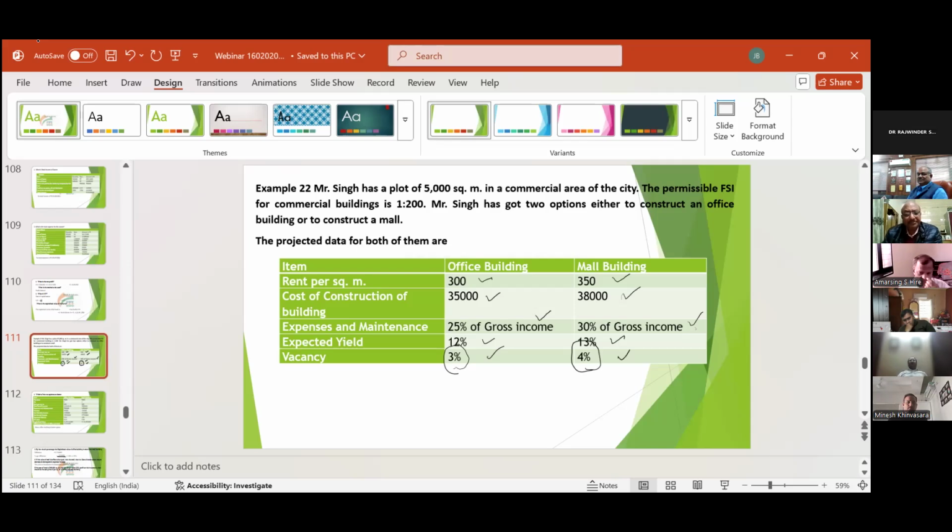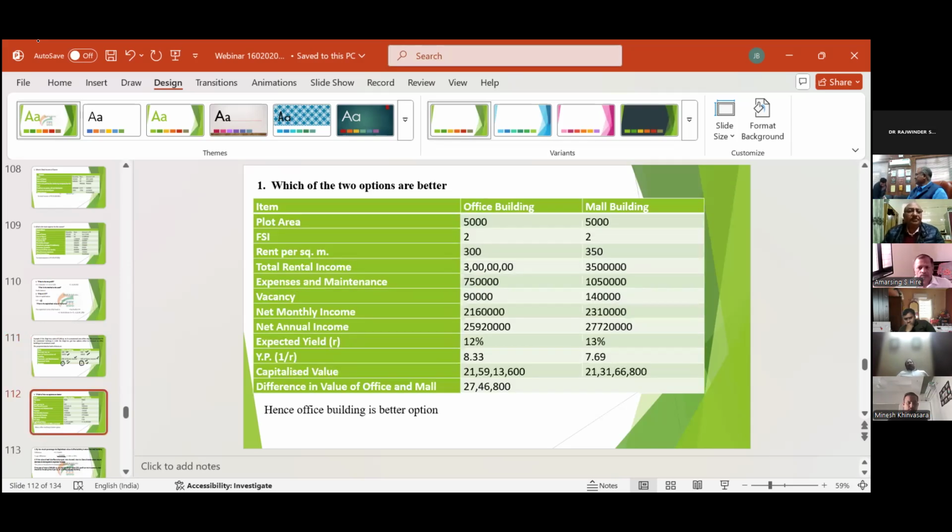Yes, sir. You are right, sir. So see here, plot area is same in both the cases. FSI is same in both the cases. Rent here is 300, here it is 350. Okay. So total rental income. Total rental income. How will you calculate this? It will be 300 into 5,000 into 2.